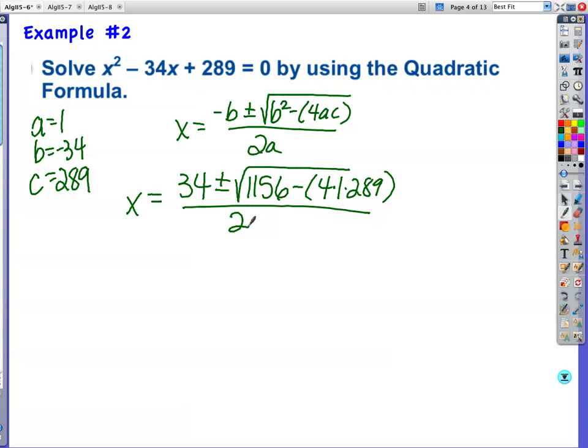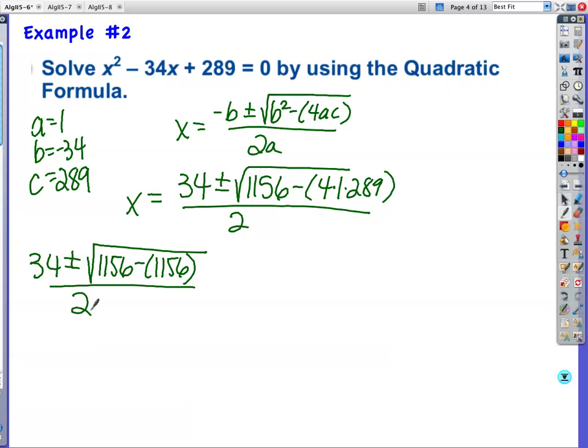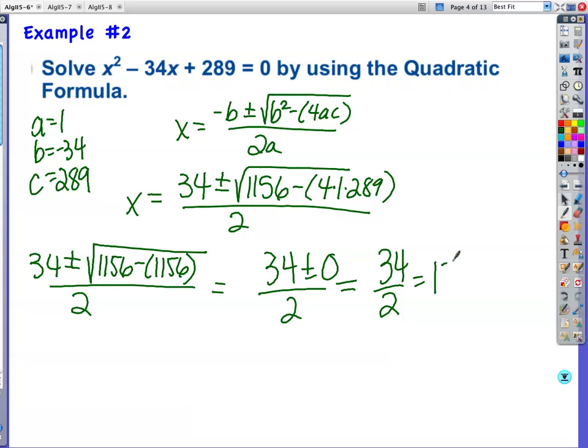Okay, so 289 times 4 is 1156. So I have 34 plus or minus the square root of 1156 minus 1156, all over 2. Well, what does that give me? It gives me 0. Okay, the square root of 0 is also 0. I don't want you to be completely skipping a step. So really, 34 divided by 2 is 17.